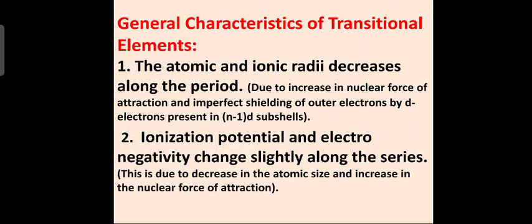Towards itself. So why does this change happen? Because of the decrease in atomic size and the increase in the nuclear force of attraction. You know that along a period in the periodic table, the atomic size goes on decreasing, because effective nuclear charge increases, or in other words, nuclear force of attraction increases. So when the size is small, the force of attraction by the nucleus on the outermost electron increases. Therefore, shrinking of size takes place in the atoms present in this series. So ionization potential as well as electronegativity change slightly along the series.